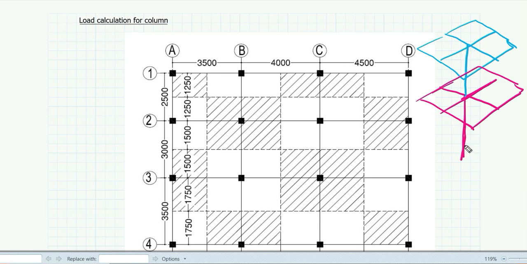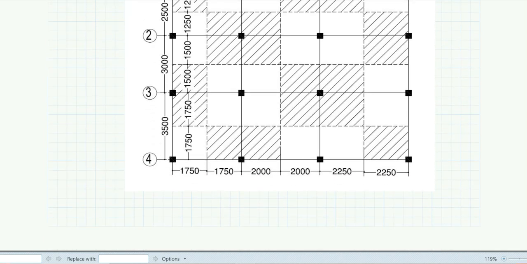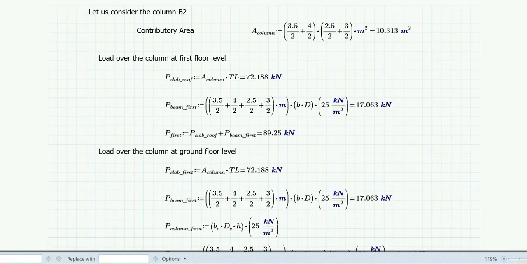And what about this column? This column is going to take everything that is coming to this column plus the load that is coming over this particular slab, the pink one. Okay, so while we will be considering the roof, what are the loads that we have to consider? Wall load is not there, slab and the self weight of the beam. So the roof slab, the contributed area in the total load, that is 72.118.